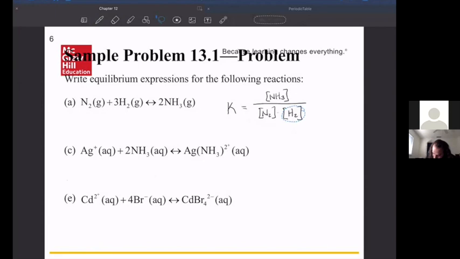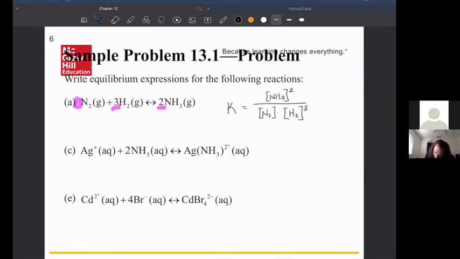Let me move this over, because then the last thing we have to do is account for these coefficients. I don't have anything out front of the nitrogen, so that's just going to stay there. I have a 3 out front of my hydrogen, so this becomes cubed over here in this expression. And I have a 2 out front of my ammonia, so that's going to be raised to the power of 2. Okay, so this is the expression for the equilibrium constant of this reaction.